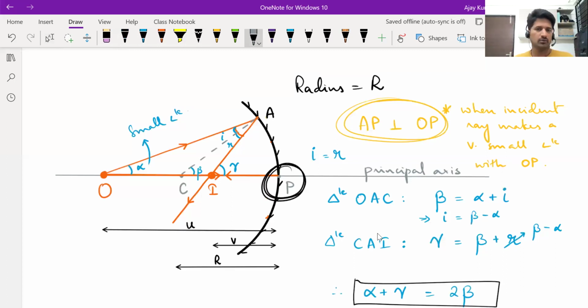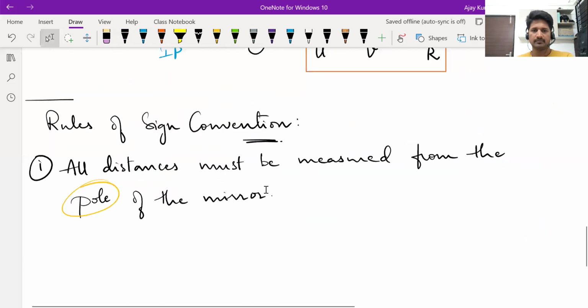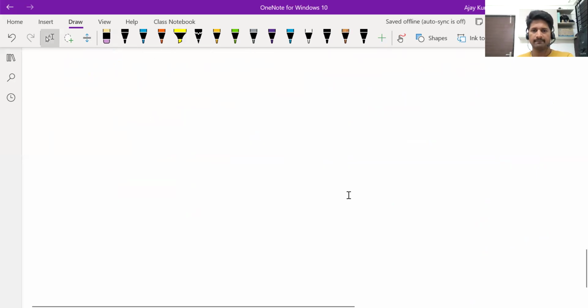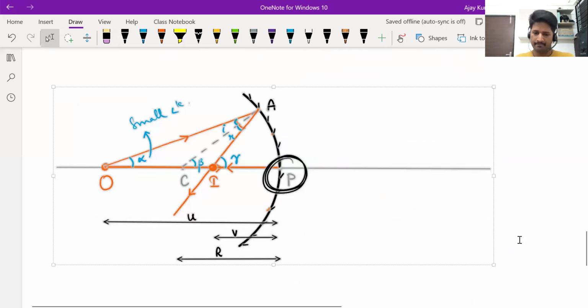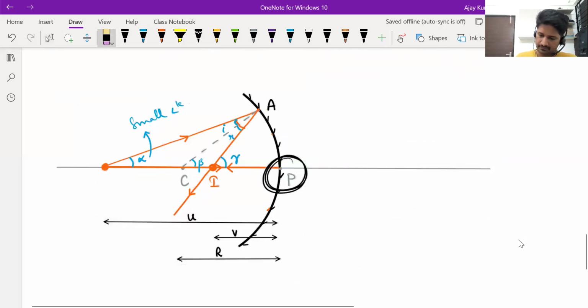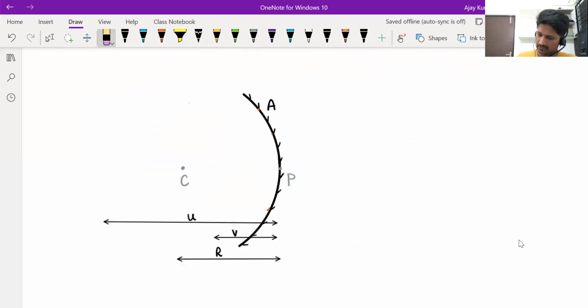There's no rule that this should always be horizontal. For example, if you consider a situation like this. Just a moment. Center is center itself, center of curvature. You can't change that. I'll have to erase all this. The principal axis and pole are what we are trying to find out.